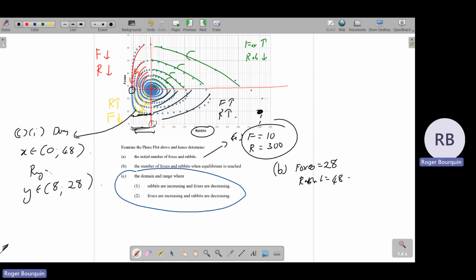Now the foxes are increasing and the rabbits are decreasing. Which color in my diagram? Where the foxes are increasing and the rabbits, which quadrant? The green color, yeah, top right quadrant, right? So basically, I'm looking for the domain values of the green region and the range values.